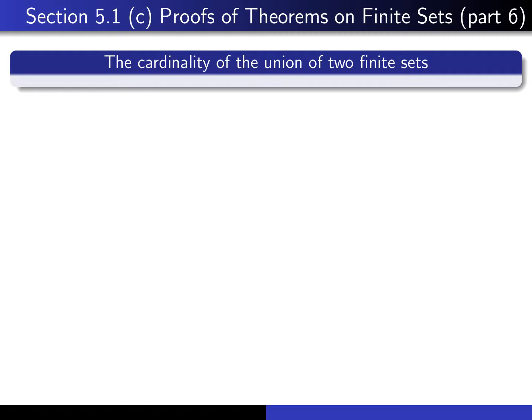This is part 6 in our series of lectures on proofs of theorems on finite sets. And in this lecture we're going to talk about the cardinality of the union of two finite sets.